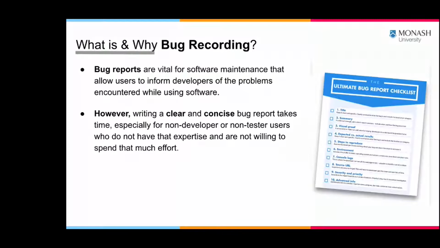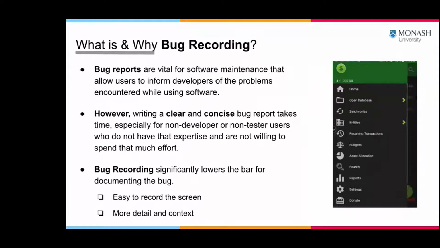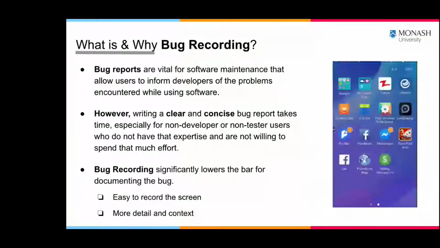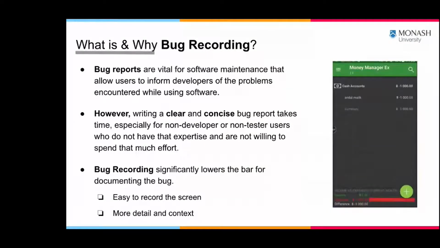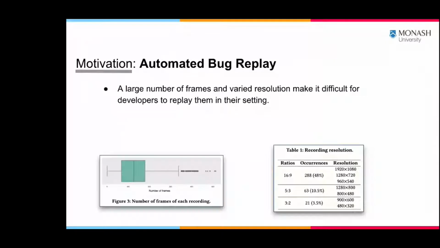Compared to writing it down with instructions, video-based bug reports lower the bar for documenting bugs. First, it is easy to record the screen as there are many tools available. Second, video recording can include more detail and context, such as configurations and parameters. Despite the benefits of the video-based bug report, it still requires developers to manually check each frame in the video and repeat it in their environment.